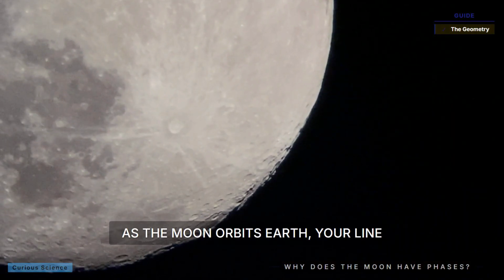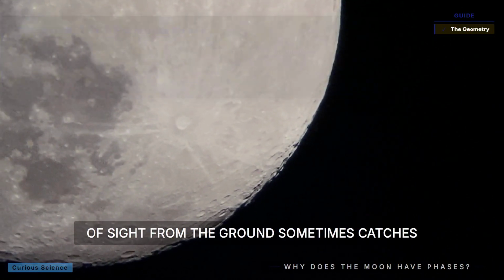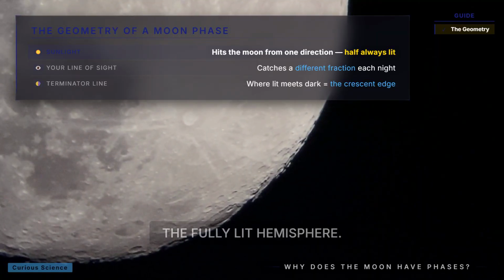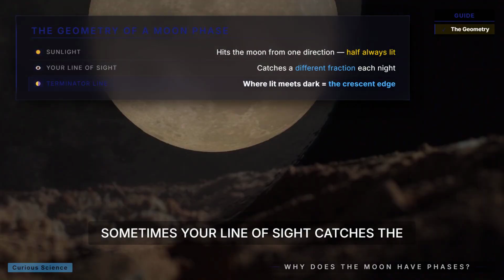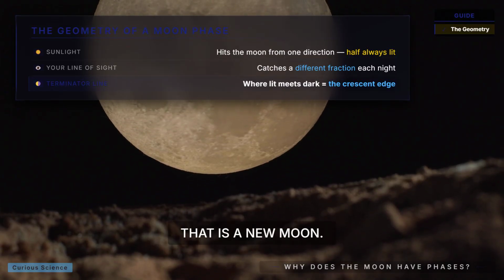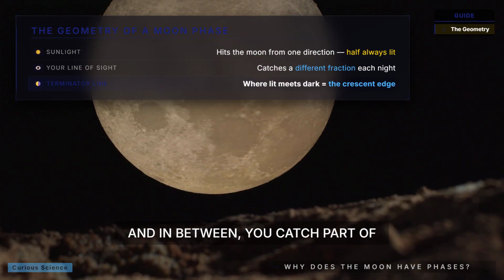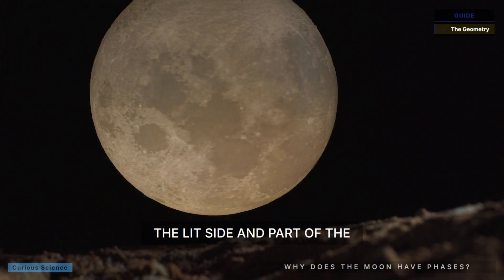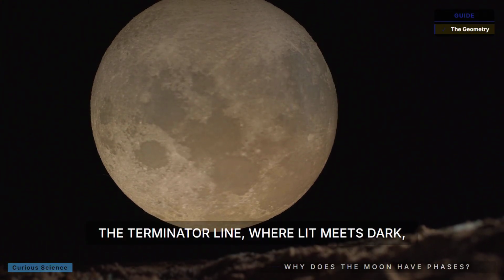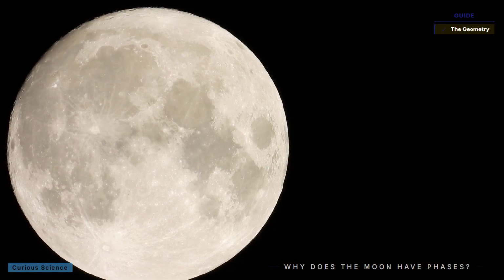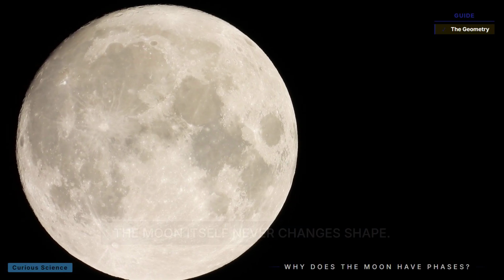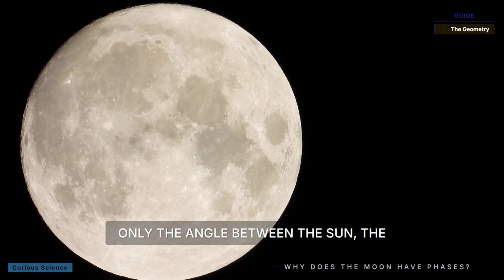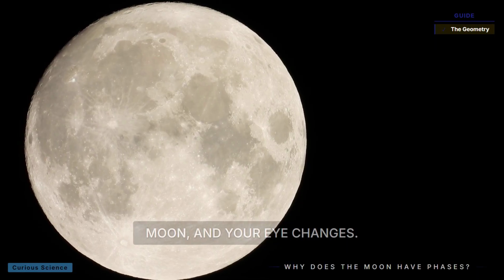As the moon orbits Earth, your line of sight from the ground sometimes catches the fully lit hemisphere. That is a full moon. Sometimes your line of sight catches the dark hemisphere. That is a new moon. And in between, you catch part of the lit side and part of the dark side. The terminator line, where lit meets dark, is what we call the crescent edge. The moon itself never changes shape. Only the angle between the sun, the moon, and your eye changes.